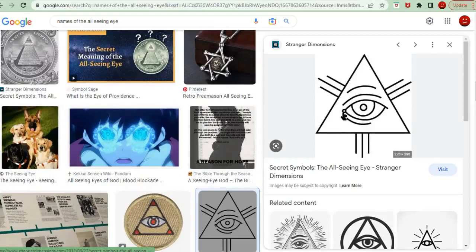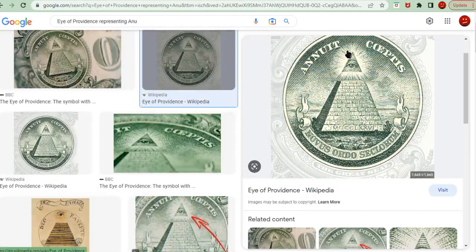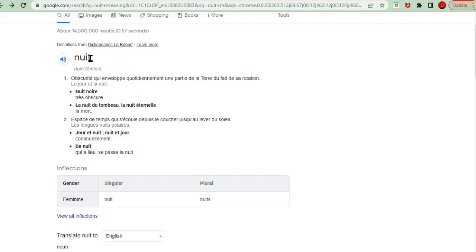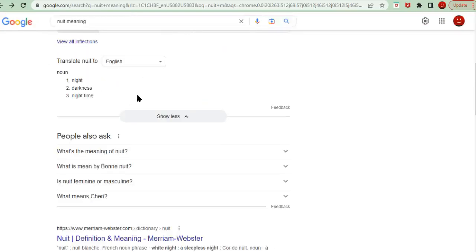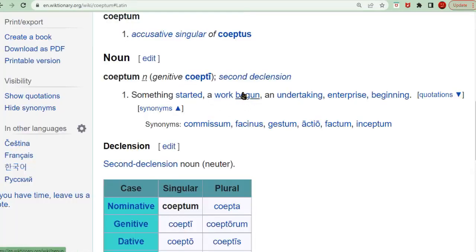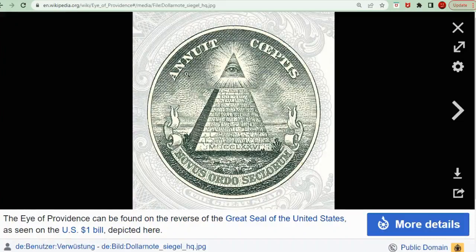It's easy to see who's in the know and who's not. They'll tell you this Anuit Coptis means that God has approved our undertakings. But it comes from this word Nuit, meaning night, darkness, nighttime. It's obscure, so an Anuit is without darkness. And the Copti is to begin work, to start or to begin an undertaking, an enterprise, beginning. So it's Anuit, without darkness, Coptis, to begin to shape, to cope, to begin to shape the new order of Seclorum, the novice, a newbie, the new order of Seclorum, the new segregation.